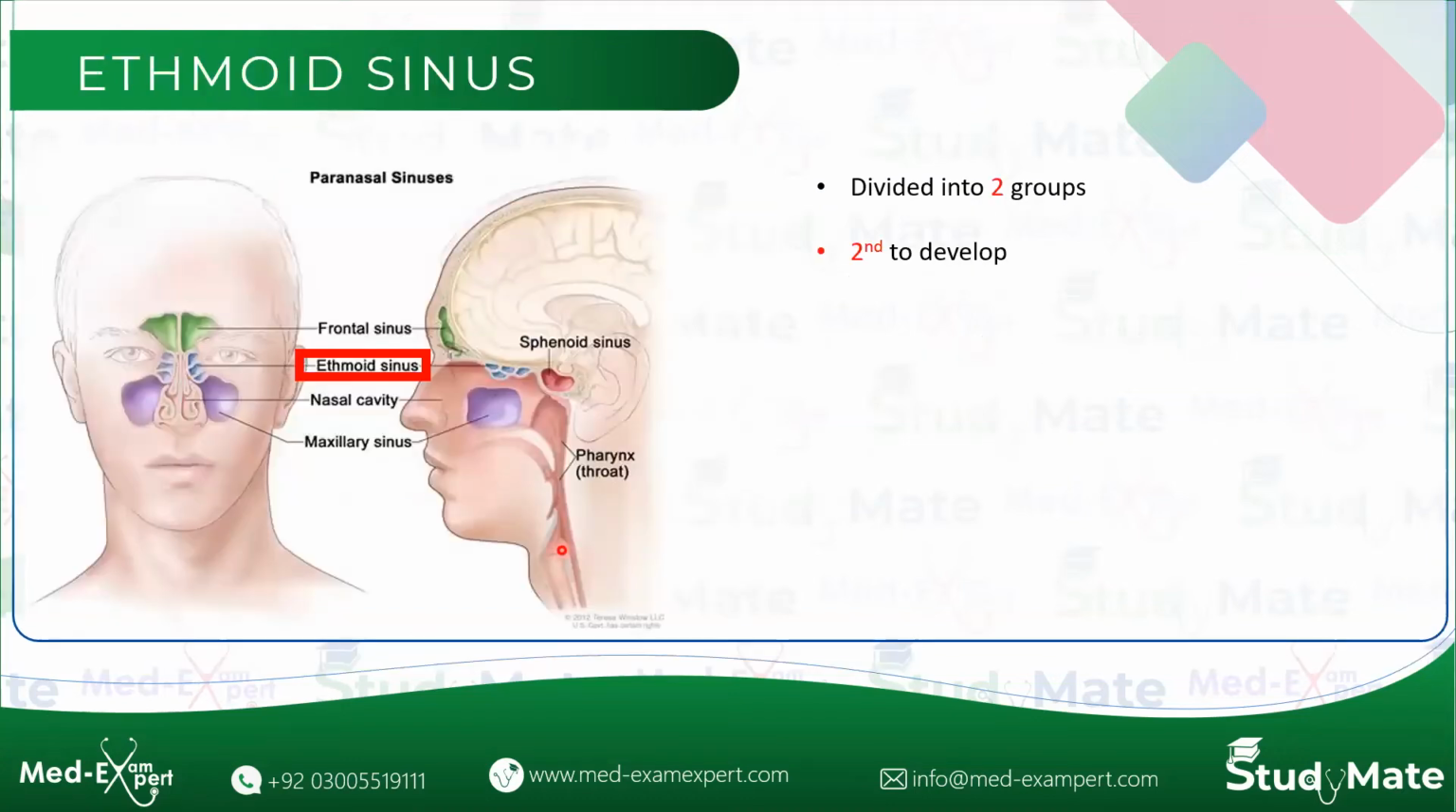Next we have the ethmoid sinus. Ethmoid sinus are divided into two groups and they are second to develop in the intrauterine life. ठीक है, the anterior and posterior ethmoids drain separately into the nasal cavity. Anterior जैसे हमने पहले देखा था कि it is a part of the anterior group of the paranasal sinus and they all join together to drain into the middle meatus, whereas posterior ethmoids drain into the superior meatus.